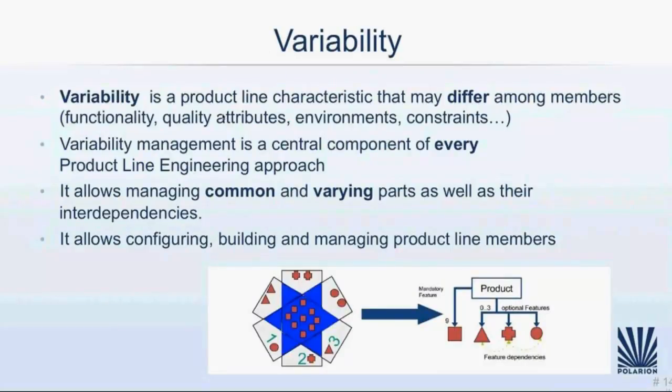What is variability? Variability is a product line characteristic that may differ among products, no matter if you speak about functionality, quality attributes, supported environments, business constraints. It allows managing common and varying parts as well as their interdependency. So it allows organizations to configure, build, and manage the product line members in a fast and efficient way.